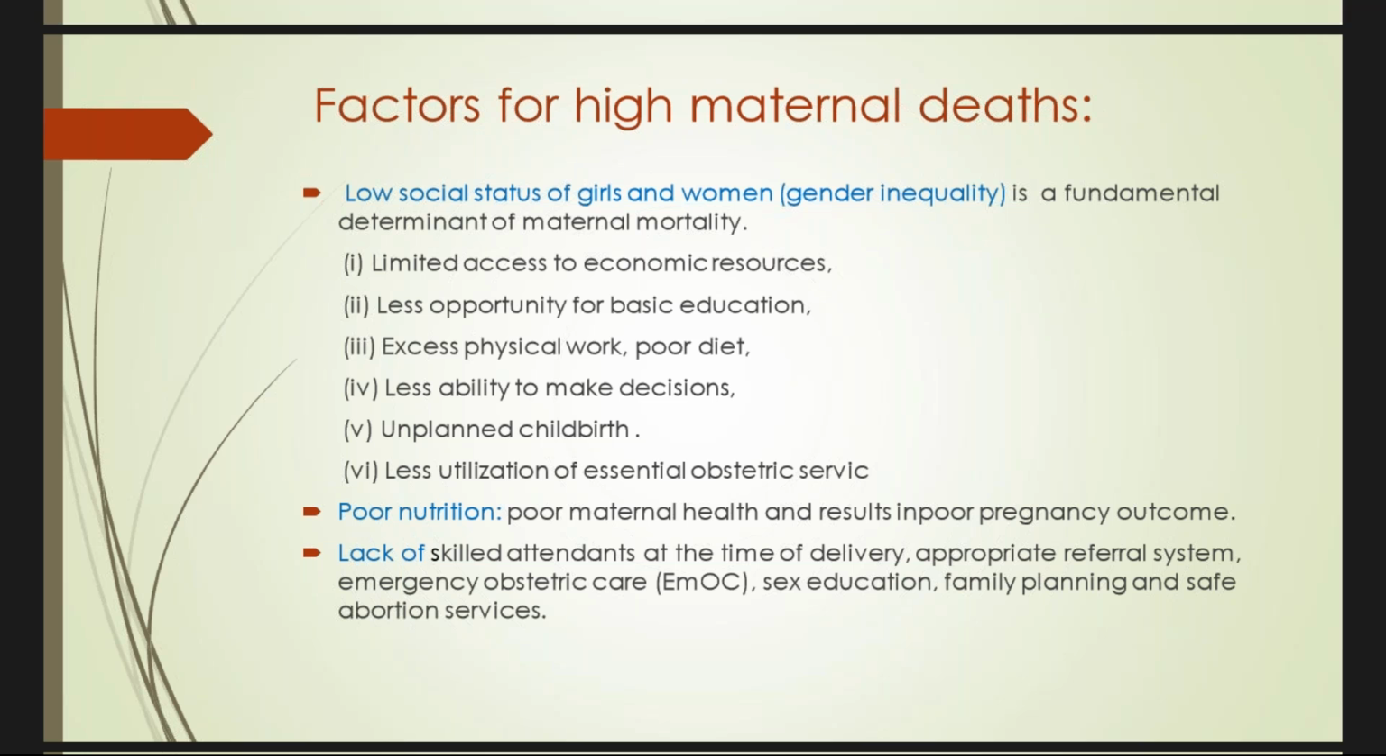And there, what should be there? Emergency obstetric care means they should have anesthetic support, obstetrician support, blood bank support, and if any complication arises, there should be support of a physician and other doctors also. So if you don't have emergency obstetric care, then sex education also plays a role, and family planning, safe abortion services. Lack of knowledge about all these and skilled birth attendance again contributes towards higher maternal deaths.